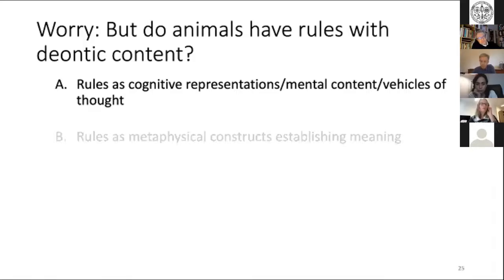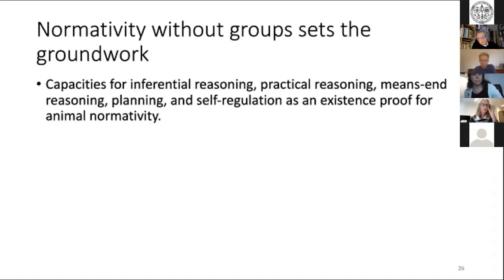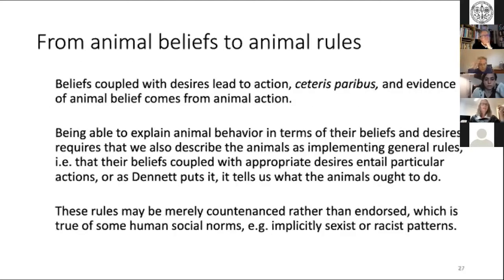And the way I think of rules, and the way I'll briefly discuss rules, is as this kind of cognitive mental content account. So I think that the normativity without groups, this individual level normativity, sets the groundwork for social normativity, because these capacities for inferential reasoning, practical reasoning, means-end reasoning, planning, and self-regulation are an existence proof for animal normativity. And if animals have normativity, then they're in the space of deontic reason. Then if we combine that with an acceptance of animal beliefs, which is very well accepted by many philosophers and by researchers in animal cognition, I think that we can get from there to a way of understanding animals as having rules in this sense.